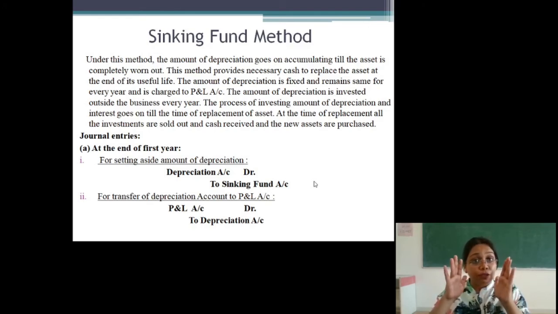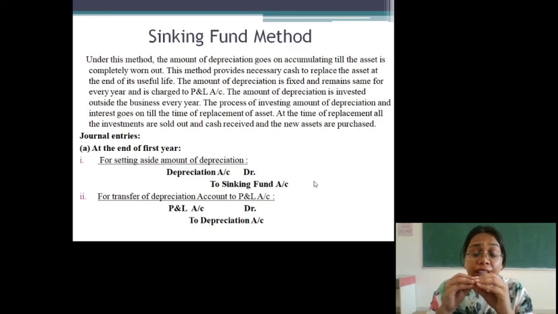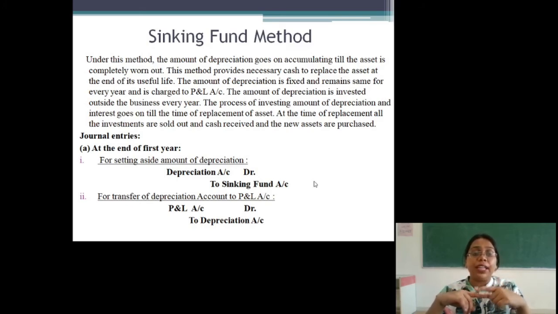So, in case of sinking fund method, this method provides the necessary cash for replacement of the asset at the end. The amount of depreciation is fixed and it remains the same for every year, and it is charged to P&L account. The amount of depreciation is invested outside the business every year. So the amount that is being depreciated in a particular year is invested outside the business every year.